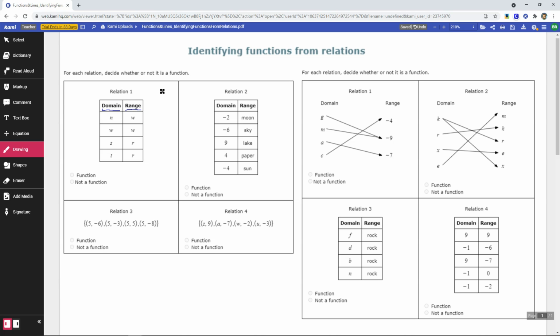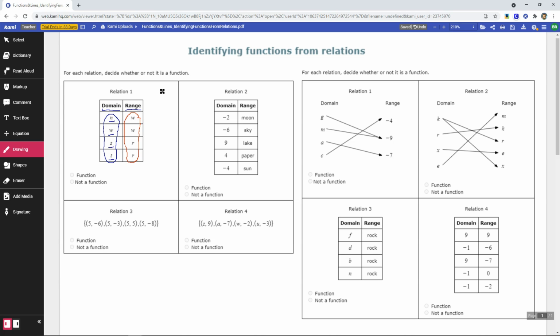And it doesn't matter what the letters or words, anything like that are in your domain and range. All you're looking for is, does every value in the domain have exactly one corresponding value in the range? Okay, so the first thing that you can do is look at the domain, and if every single piece of information in the domain, so each of our elements in the domain is unique.